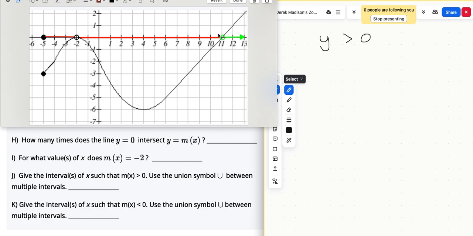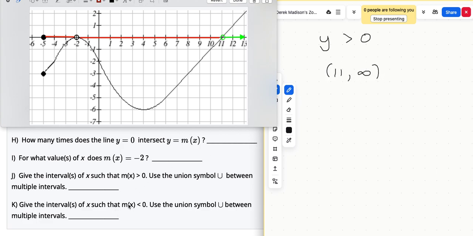So I marked it up on the graph here. The places where the y values are greater than 0 would be above the x-axis, because like here, if we say what's m of 12, it's 1. 1 is greater than 0. This appears to go on forever and positive, so the places where the function is above the x-axis, or greater than 0, would be from 11 to infinity.